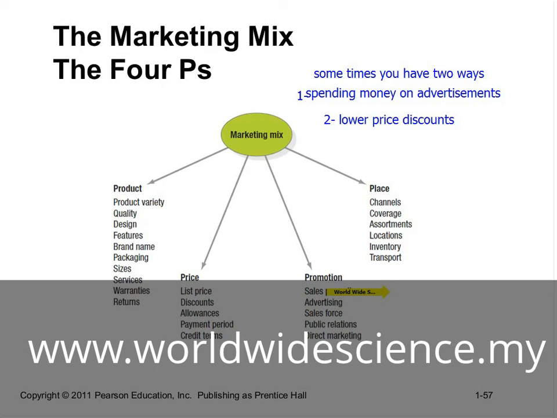The price is related to this part of the marketing mix: list price and discounts. The advertisement is related to advertising. Okay? Sometimes you have another way. The third way is going to other channels, and you can change your geographical coverage. Go to another P of the marketing mix, place. And sometimes you need to change long-term quality, design, and features.